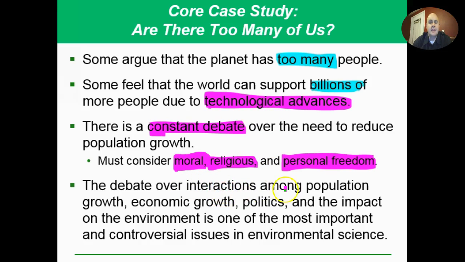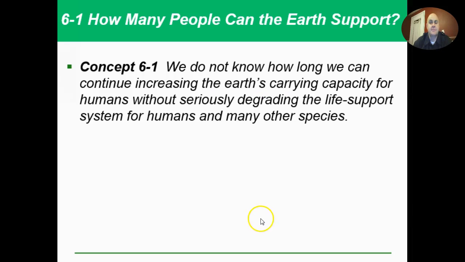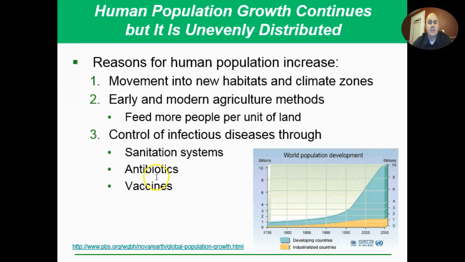And then we need to keep in mind that this debate touches a lot of things. So it's an interaction between population growth, but it also affects economic growth, and it affects politics, and it affects how the environment is impacted. And I would argue, and I think you could argue quite easily, that it's the most important issue involving environmental science that we currently have. And so it's an important one to be able to answer eventually. So in section 1 here, we're going to talk about how many people the Earth can support potentially. And so it brings us to this idea of carrying capacity, and we'll talk about it as we go through.